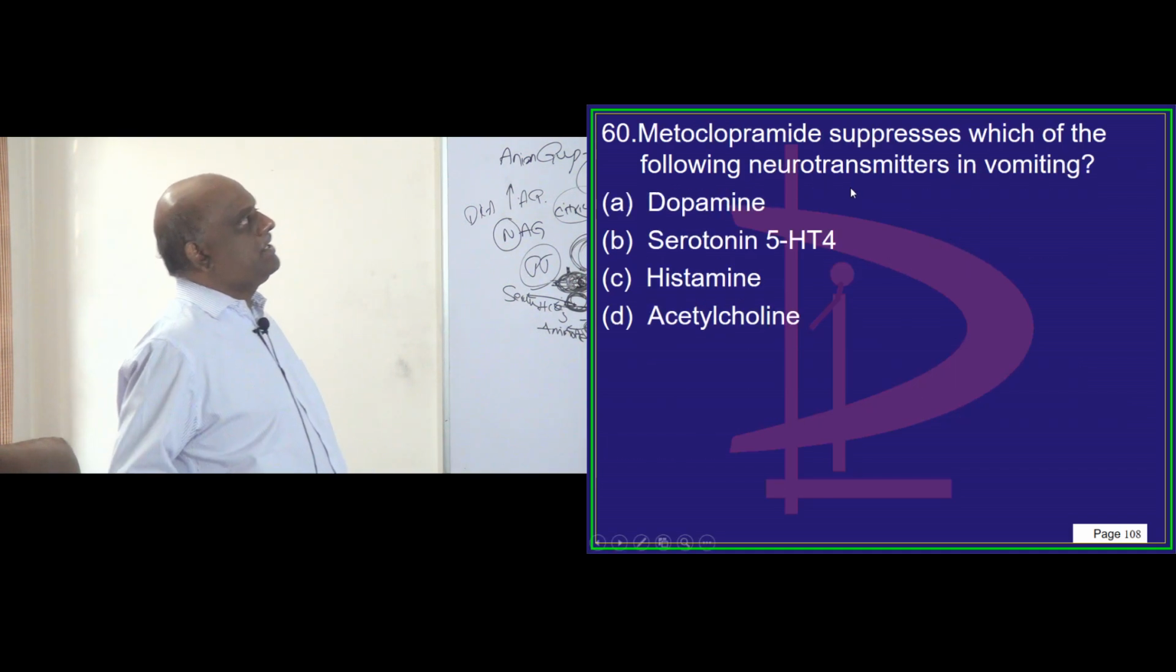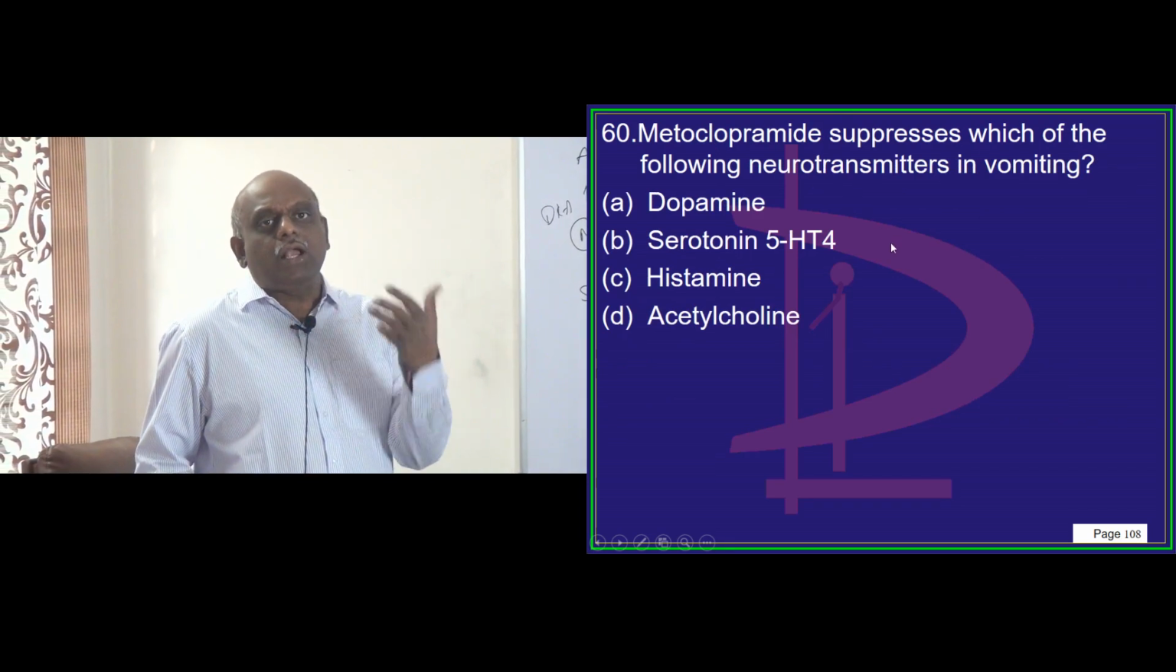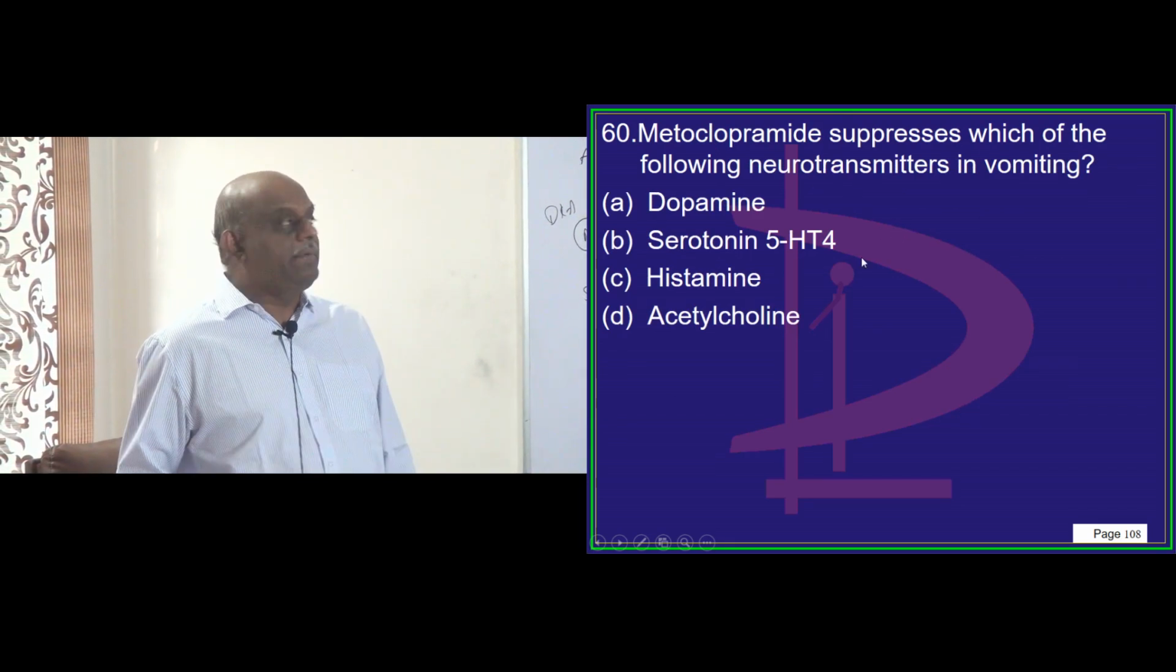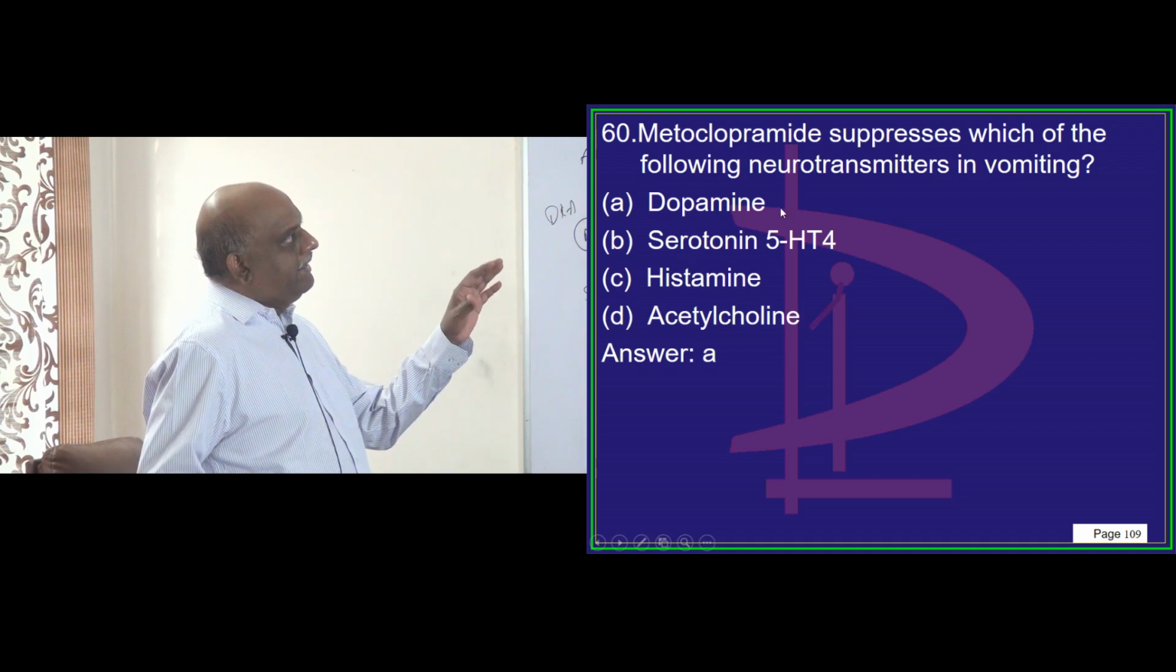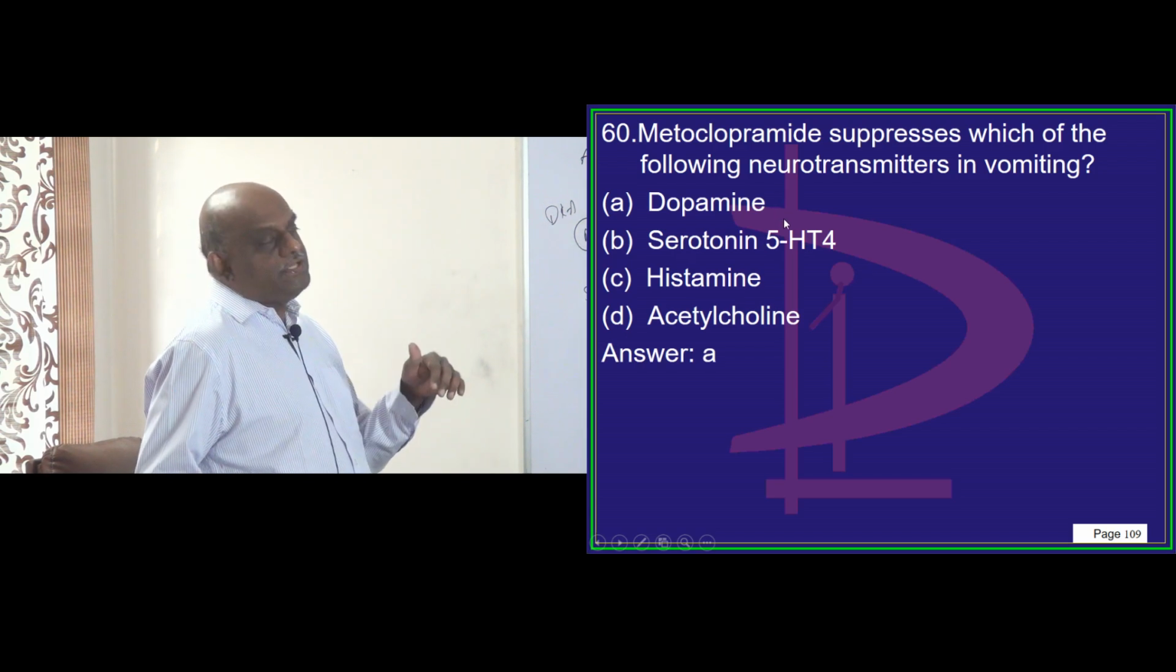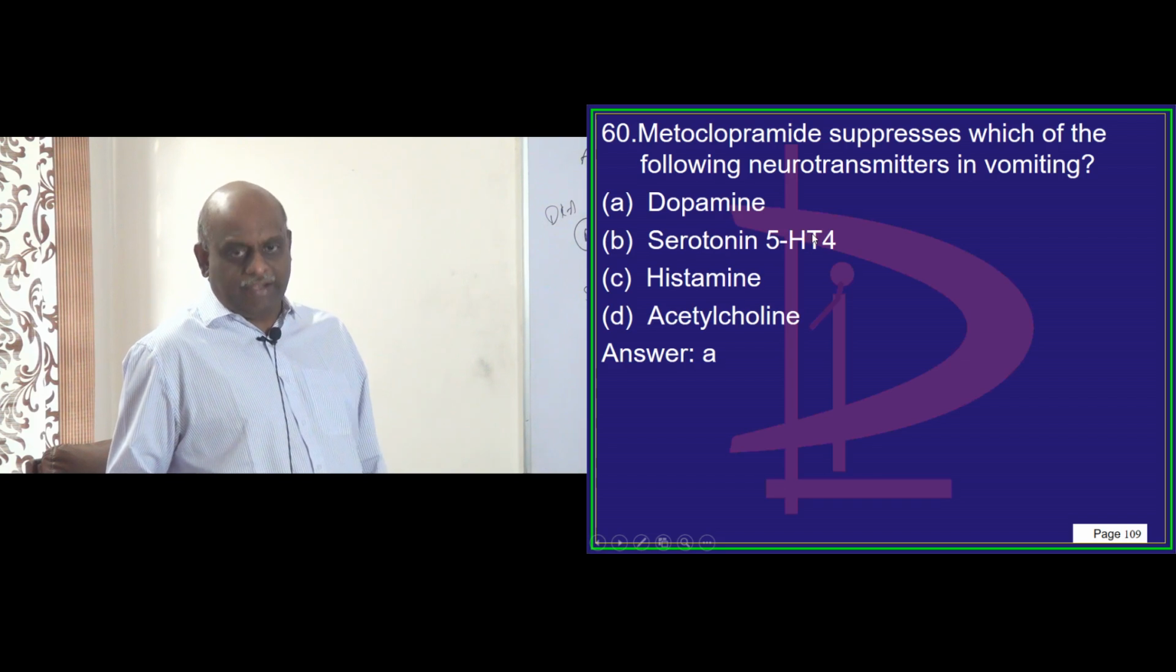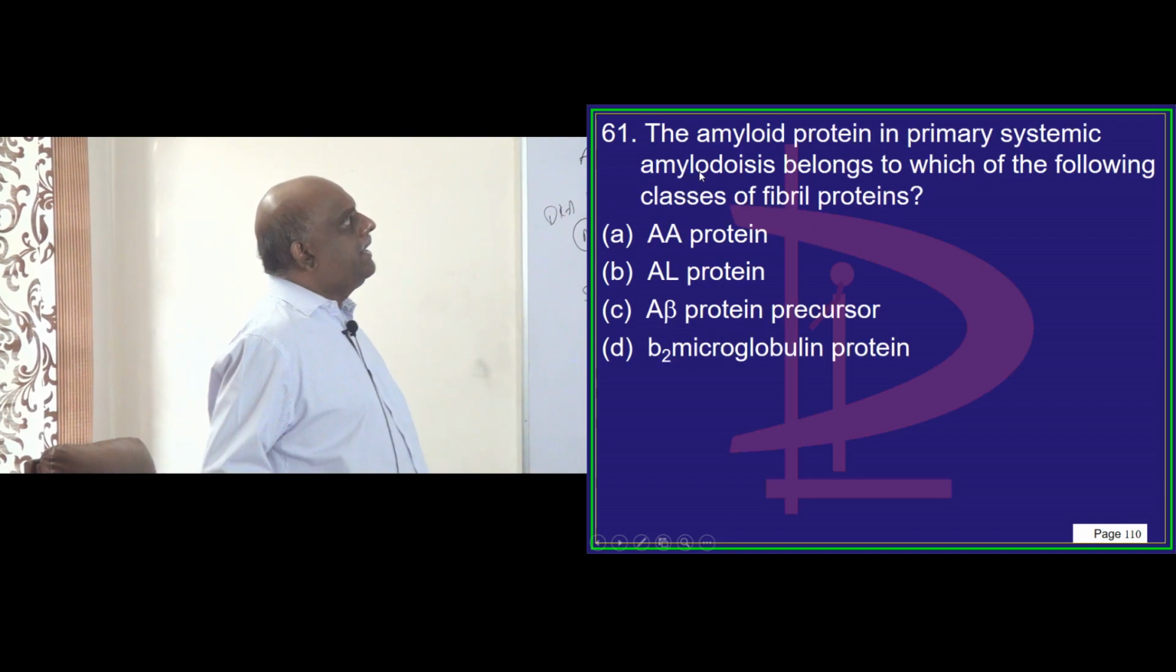How does metoclopramide act as an antiemetic? It basically suppresses the dopamine levels. It is anti-dopaminergic, is what you need to understand.